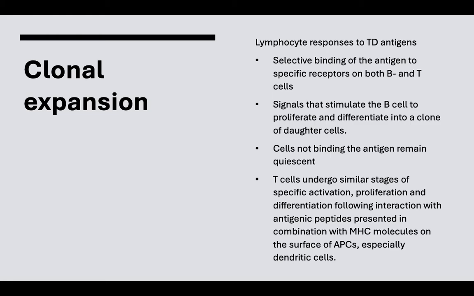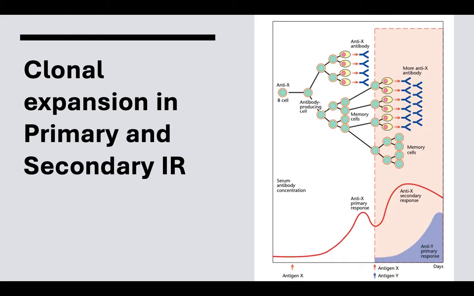The clonal expansion process in the primary and secondary immune response is quite different, no? The sequence of events is different. So let's take a look. Here, let's have clonal expansion in primary and secondary immune response. Say, for example, we have a hypothetical antigen X. Antigen X is presented at the start of day 0.